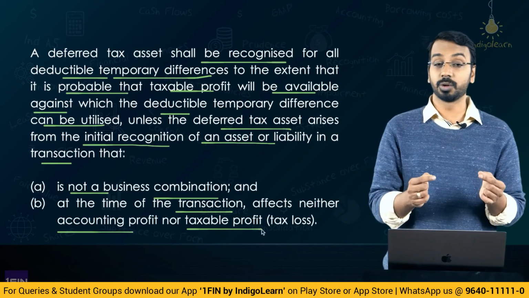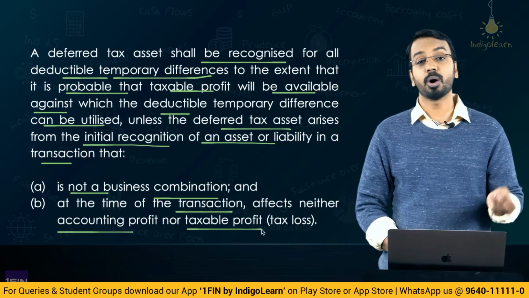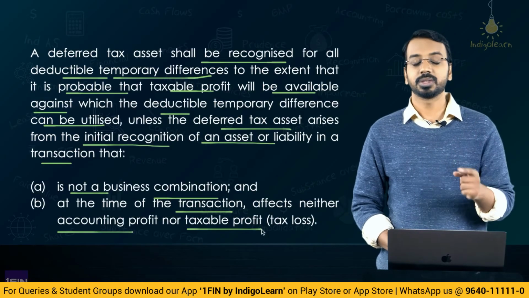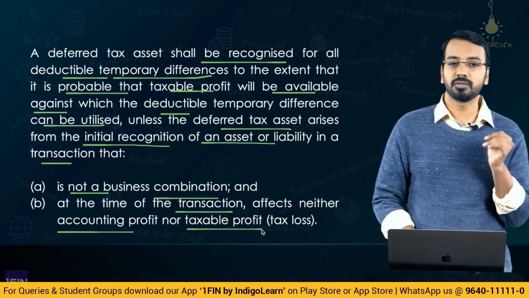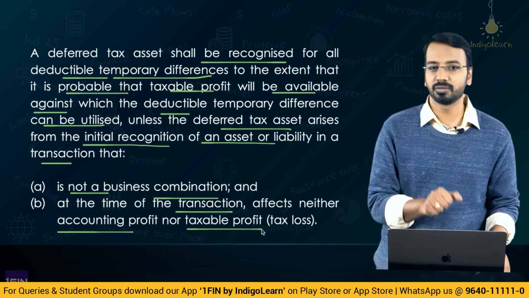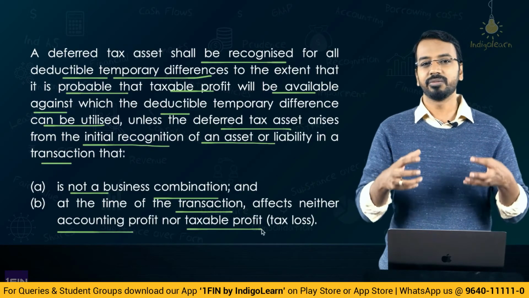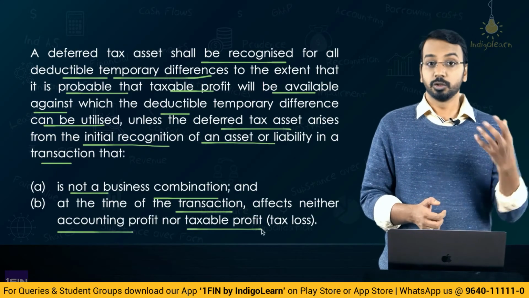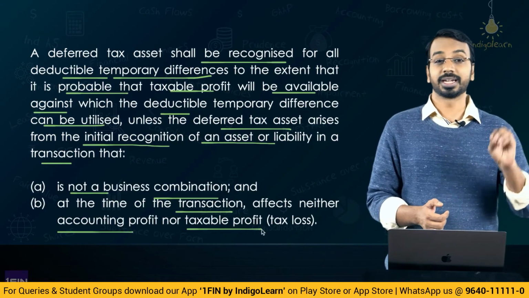Now, one thing you would have noticed is that when we were speaking about a deferred tax liability, there is an exception of initial recognition of goodwill. Now, why don't we have an initial recognition of goodwill exception here? The simple reason is, when we talk about initial recognition of goodwill, you may have in the books, let us say, goodwill recognized at 1 lakh.